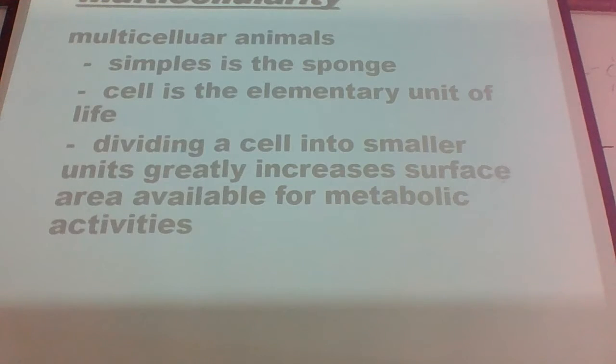Well, okay, we're moving on as far as what type of organisms we could say are classified in the animal kingdom. This, you can see, is the first part of multicellular organisms. And I'll explain why that's important in just a moment.